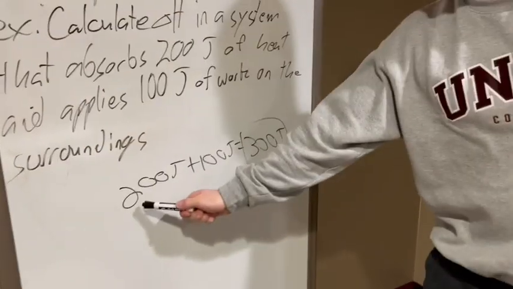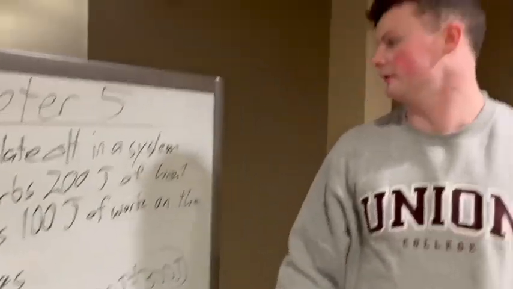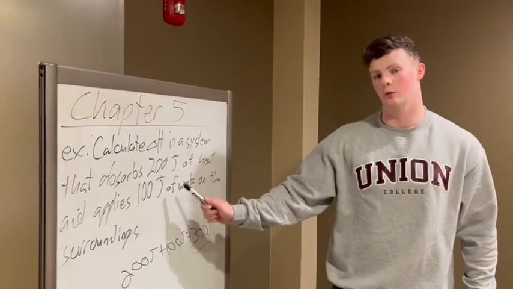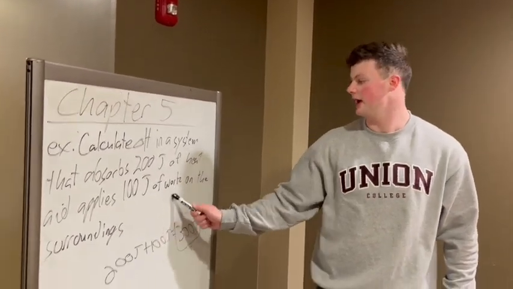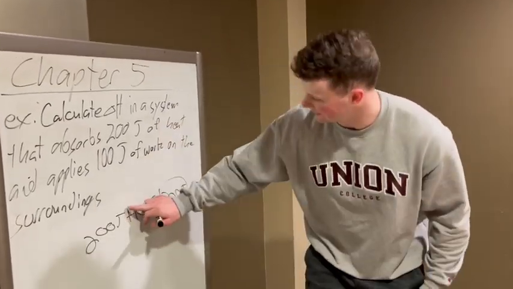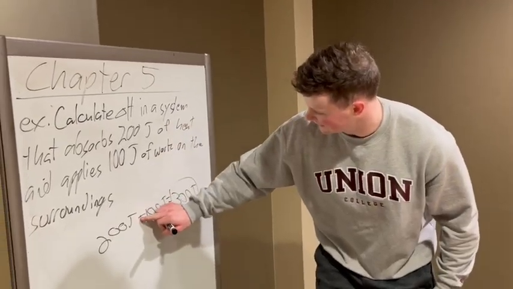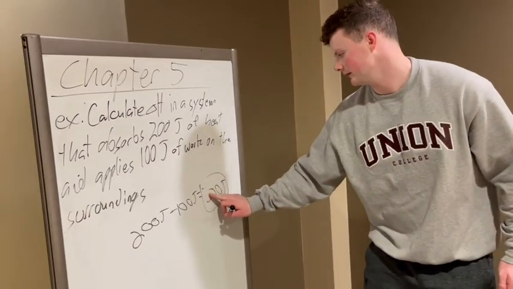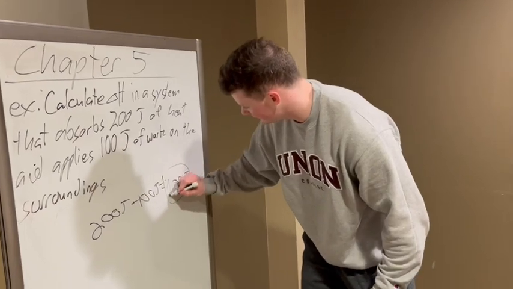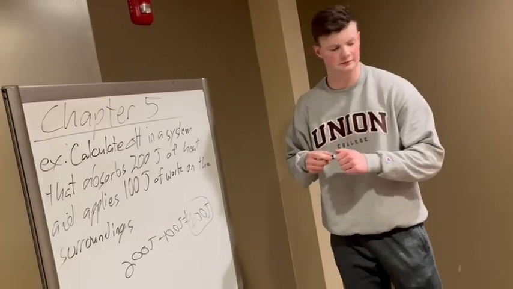Not quite. Clyde was correct in having 200 joules of energy being positive because it is being absorbed by the system. However, with the work, 100 joules is being applied by the chemical on the surroundings, so this would actually have to be negative. And then this would be 100 joules of energy. All right.